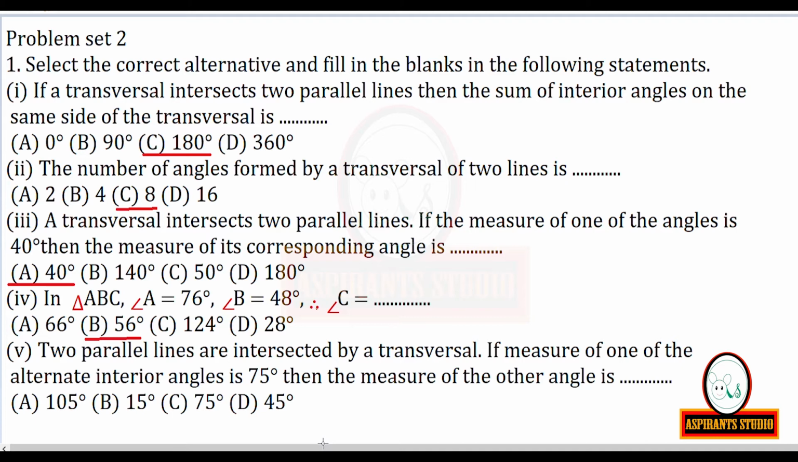Alternate interior angles. There are two types of alternate angles. One is alternate exterior angles. Then we have alternate interior angles. Now we are considering alternate interior angles. The alternate interior angles have the same measure. So when one measure is given as 75 degrees, the other one also will become 75 degrees.